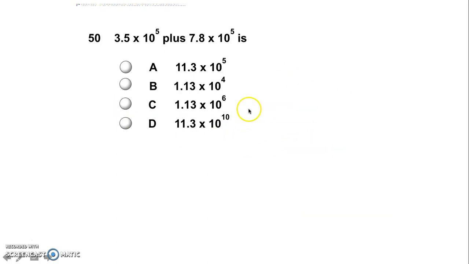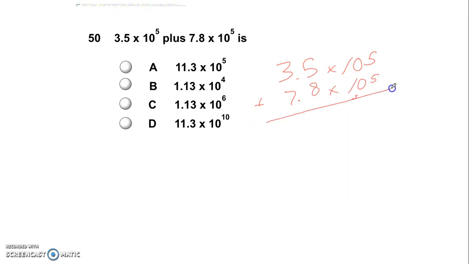And the last example that we are going to do here is 3.5 times 10 to the fifth plus 7.8 times 10 to the fifth. Okay, so the first thing that we have, 3.5 times 10 to the fifth plus 7.8 times 10 to the fifth. The exponents are already the same for us, so they're making our lives easier. So bring that 10 to the fifth right down. 5 plus 8 is 13. Plus 7 plus 3 is 10, plus 1 is 11. So now we have 11.3 times 10 to the fifth.